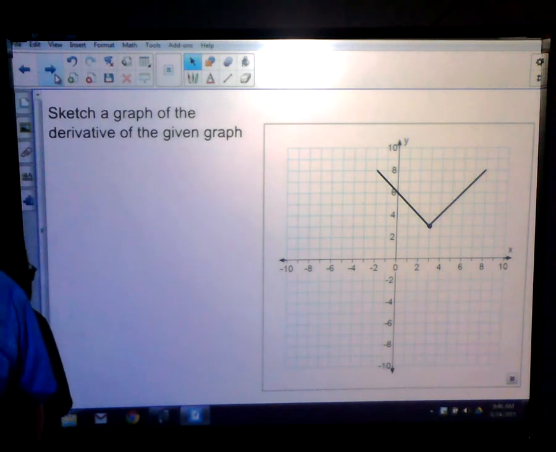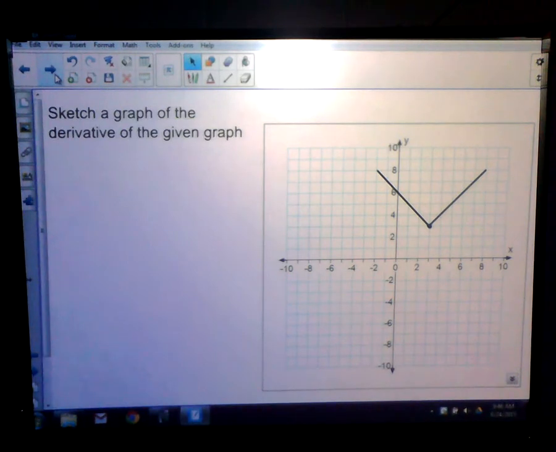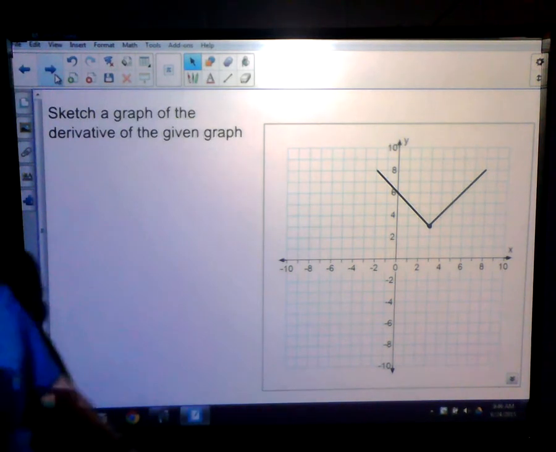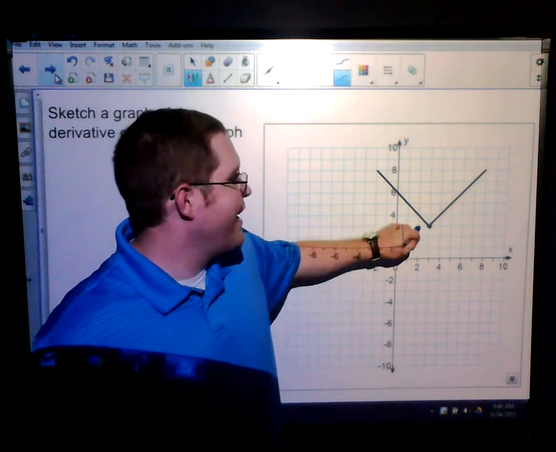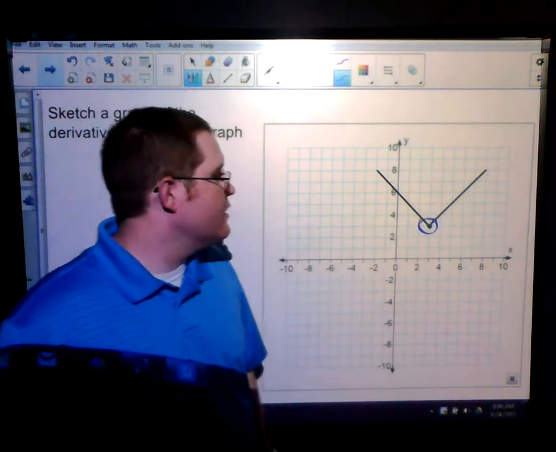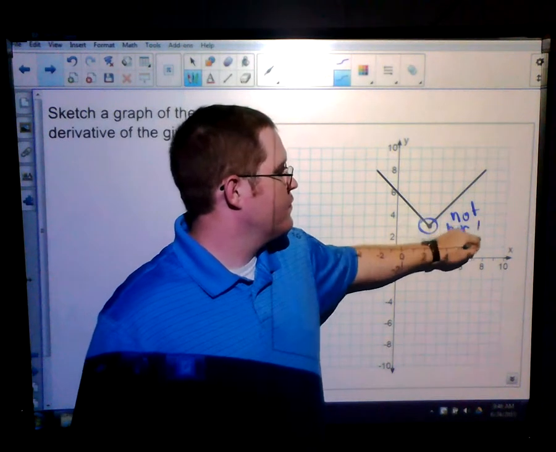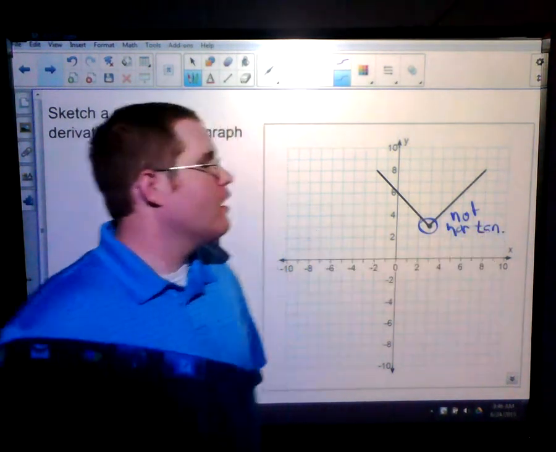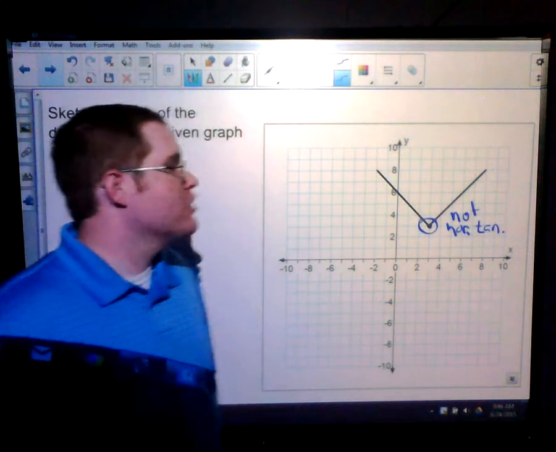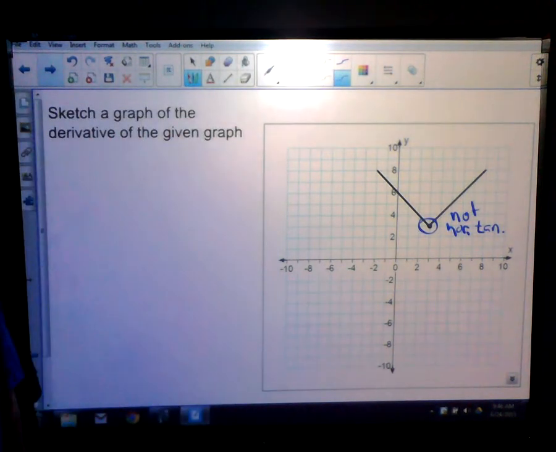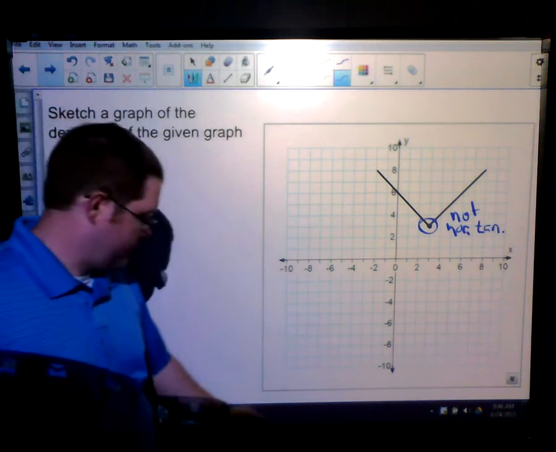Oh, let's take a look at this one. This is an interesting graph, and it's an absolute value. It's interesting because of this point right here. This is not a horizontal tangent. It's not because it doesn't gradually change slopes. It changes slopes immediately at 3.